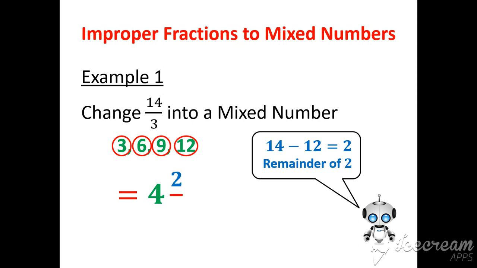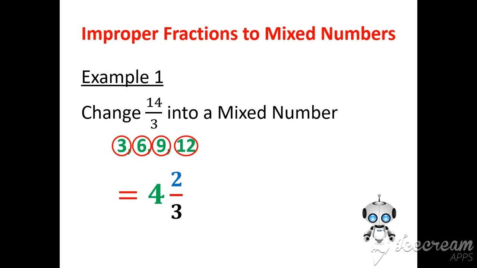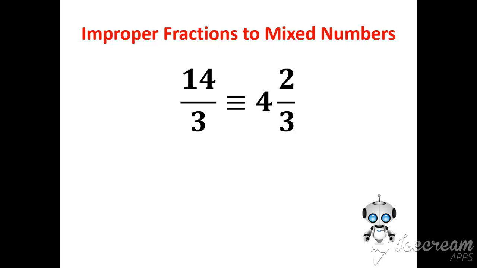So we're going to write it as a remainder of 2. And since we've been dealing with thirds in this problem, that becomes our denominator 3. So the mixed number becomes 4 whole and 2 thirds. So 2 remain out of 3. All right, so 14 thirds is the equivalent, the same as 4 whole and 2 thirds.